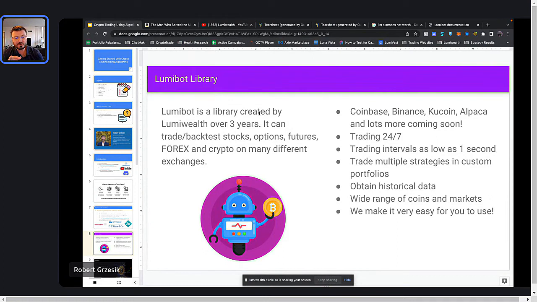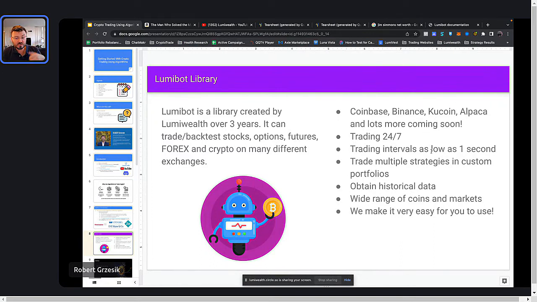We connect to several different exchanges right now for crypto. We connect to Coinbase, Binance, KuCoin, Alpaca, and we're adding in more regularly, right? We also connect to quite a few stock brokerages as well. So if you learn how to do this for crypto, it's very similar to do this stuff for stocks or for options, right? It allows you to trade 24/7.